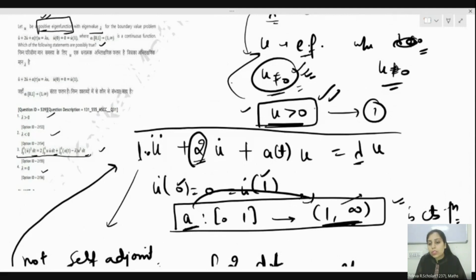That means it is also positive. The function is also positive because the codomain is positive. That means the answer, or the range set, is between these two limits, 1 to infinity. That means A is also positive. So A is positive, u is positive.